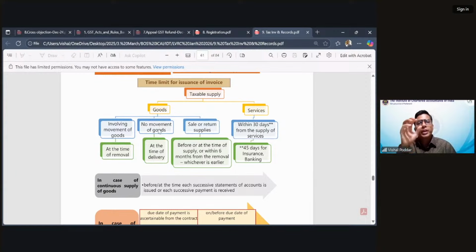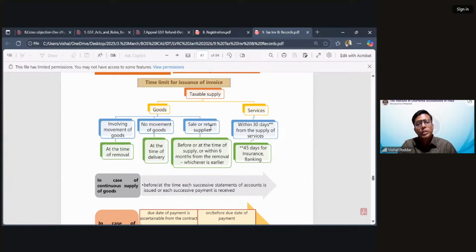So we can simply say that when the invoice has to be given, let us understand it in a different way, from the perspective of the Sale of Goods Act. Because supply of goods is majorly sale of goods only. Wherever the property in goods is transferred, that is where, in the language of the Sale of Goods Act, a sale happens. At that time, you are supposed to give the invoice under GST also, because sale is equivalent to supply.